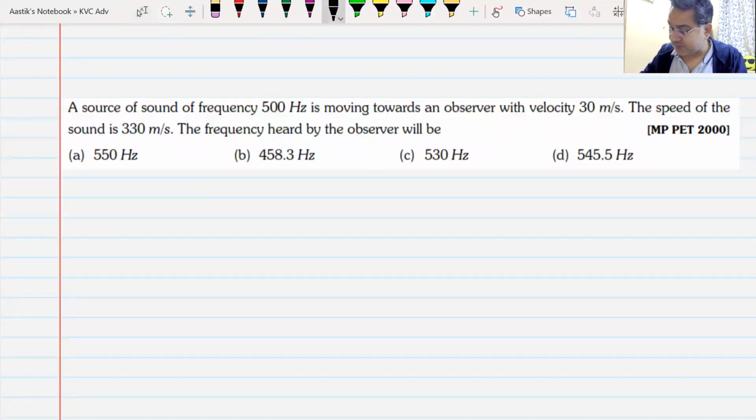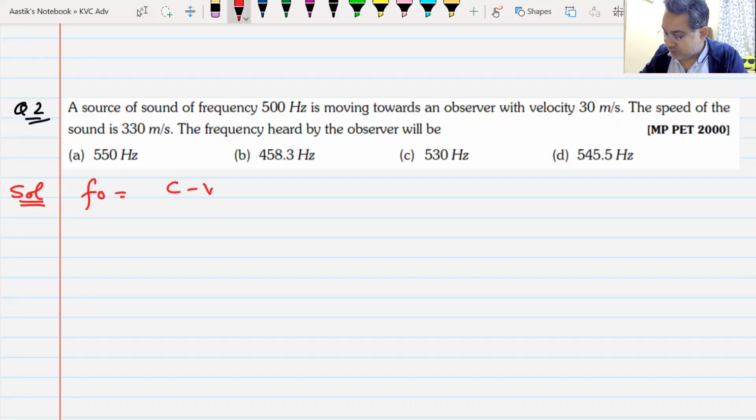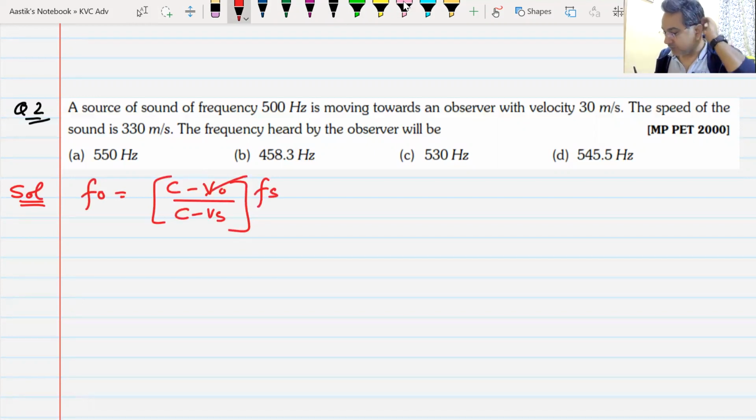So we have an answer again, and the answer is pretty simple. F naught is equal to C minus V naught upon C minus Vs multiplied by Fs. Your observer is stationary and the source is moving towards the observer. So Vs will be positive. It will become 330 upon 330 minus 30.